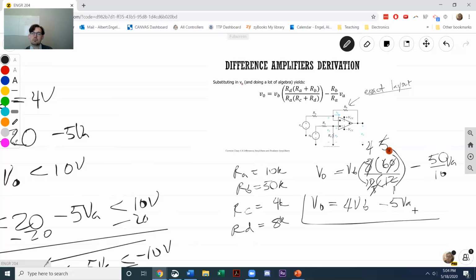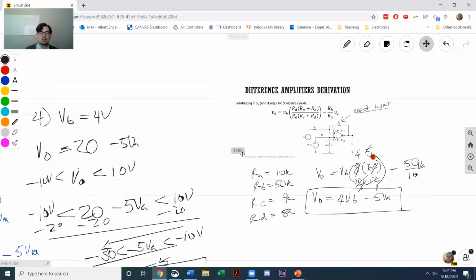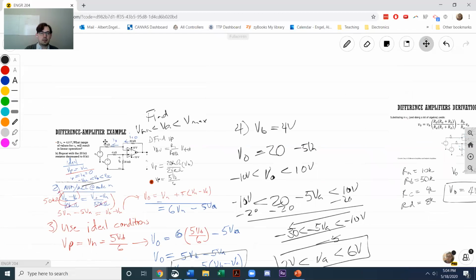So I've come to my gain a little bit faster here, but the problem is this is one of those things that you're going to memorize once and then you're going to forget it for the rest of your life. It's a lot easier to be able to use that no voltage method for any type of difference amplifier. So now I've got this relationship though. Let me go back and check that I've got the right resistor values here. I've got 10, 50, 4, and remember this became an 8, right?